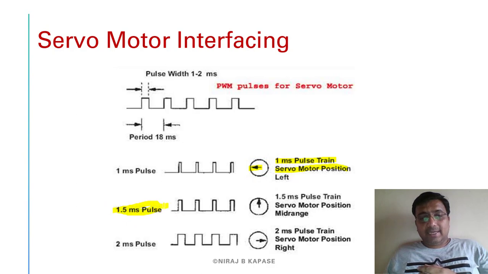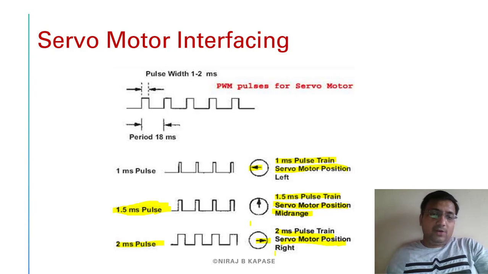When we pass a 1.5 millisecond pulse, the servo motor is at 90 degrees, so you can have the servo motor position at the mid range. And when we pass a 2 millisecond pulse, the servo motor is at the right. So we can rotate this particular servo motor left and right. We can pass the angle and accordingly it will rotate.